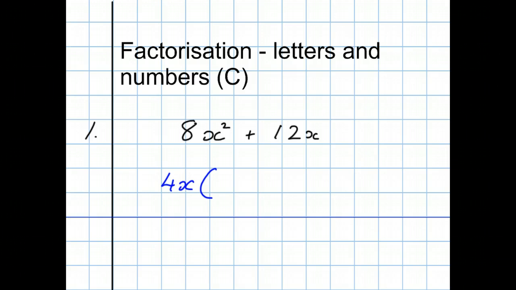Now, what's 8x squared divided by 4x? 8 divided by 4 is 2. X squared divided by x is x. What about 12x divided by 4x? 12 divided by 4 is 3. X divided by x, they cancel each other out. They're both the same power. So we're left with just the 3. What separated them was the plus sign.